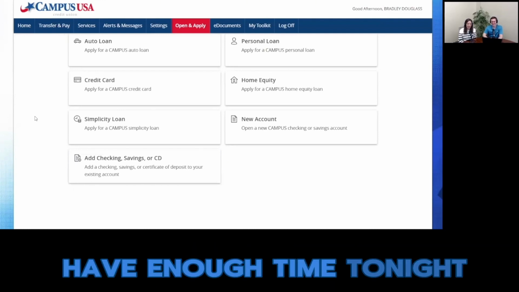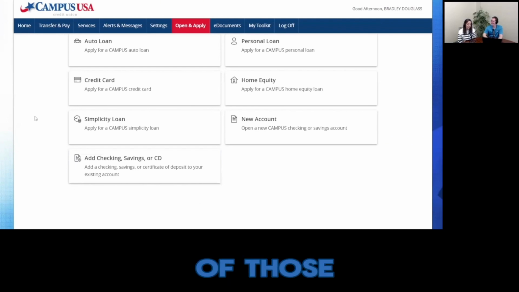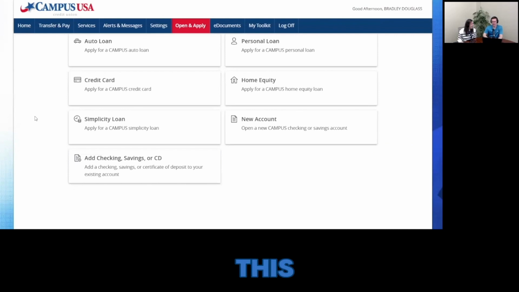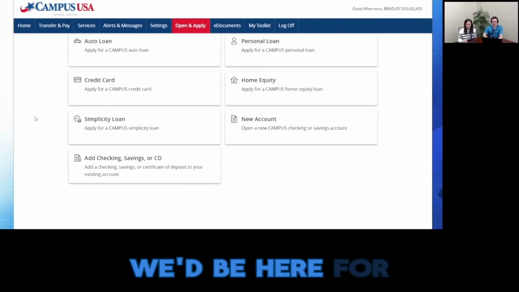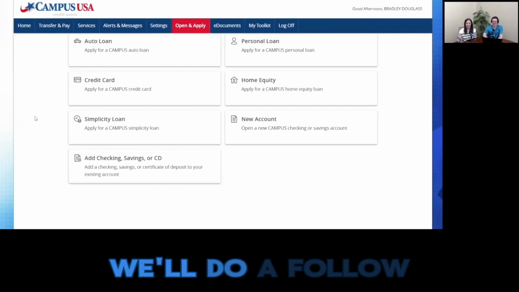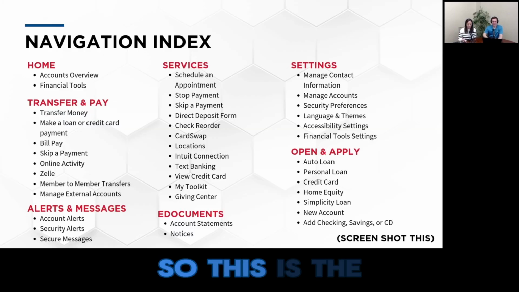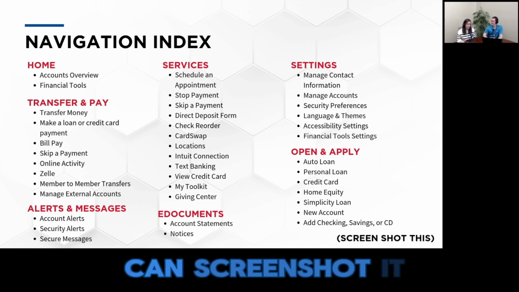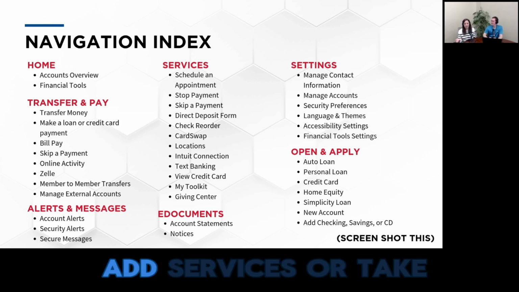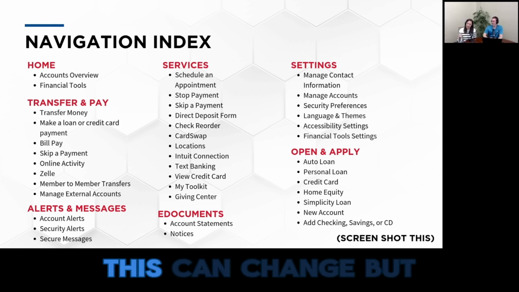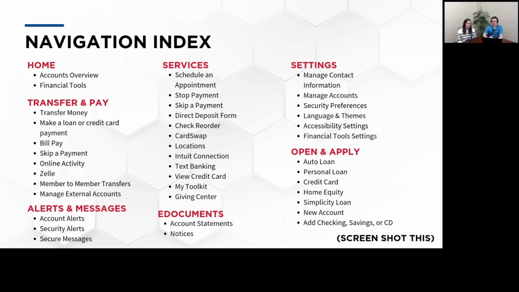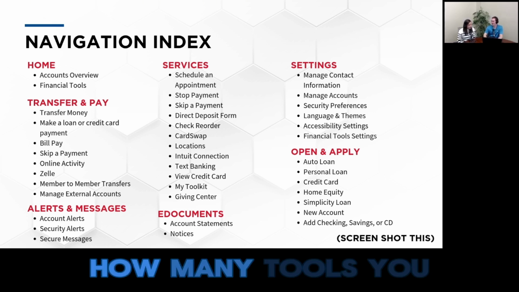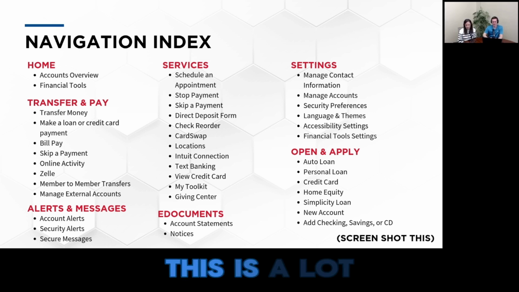I don't think we'll have enough time tonight, but definitely we're going to hit on all of those, or the most common questions that you get in e-services. Yeah, there's so much to this. If we went through everything in detail, we'd be here for 3 or 4 hours. We'll do a follow-up. So this is the main navigation tree, I guess, and you can screenshot it, but sometimes if we add or take away services, this can change, but this is a general idea of all of the navigation. And this just shows you how powerful this is, how many tools you have at your disposal here. This is a lot of content.